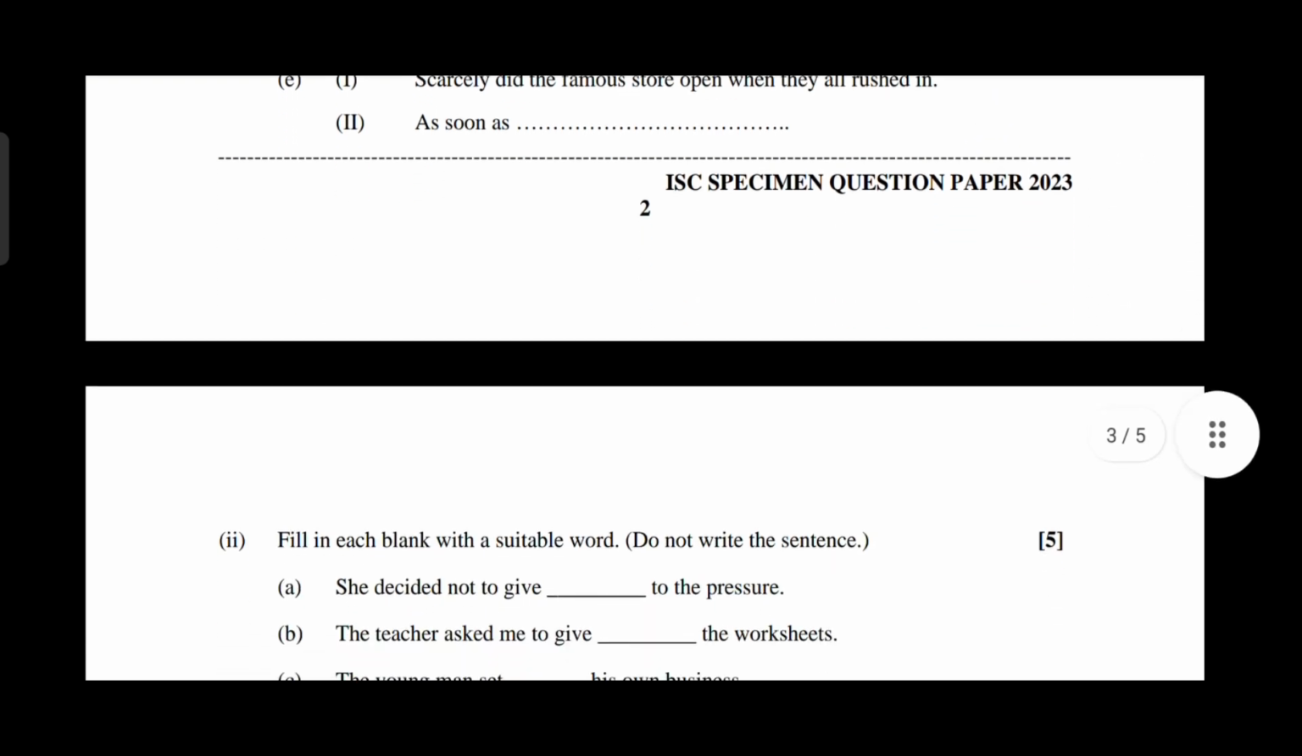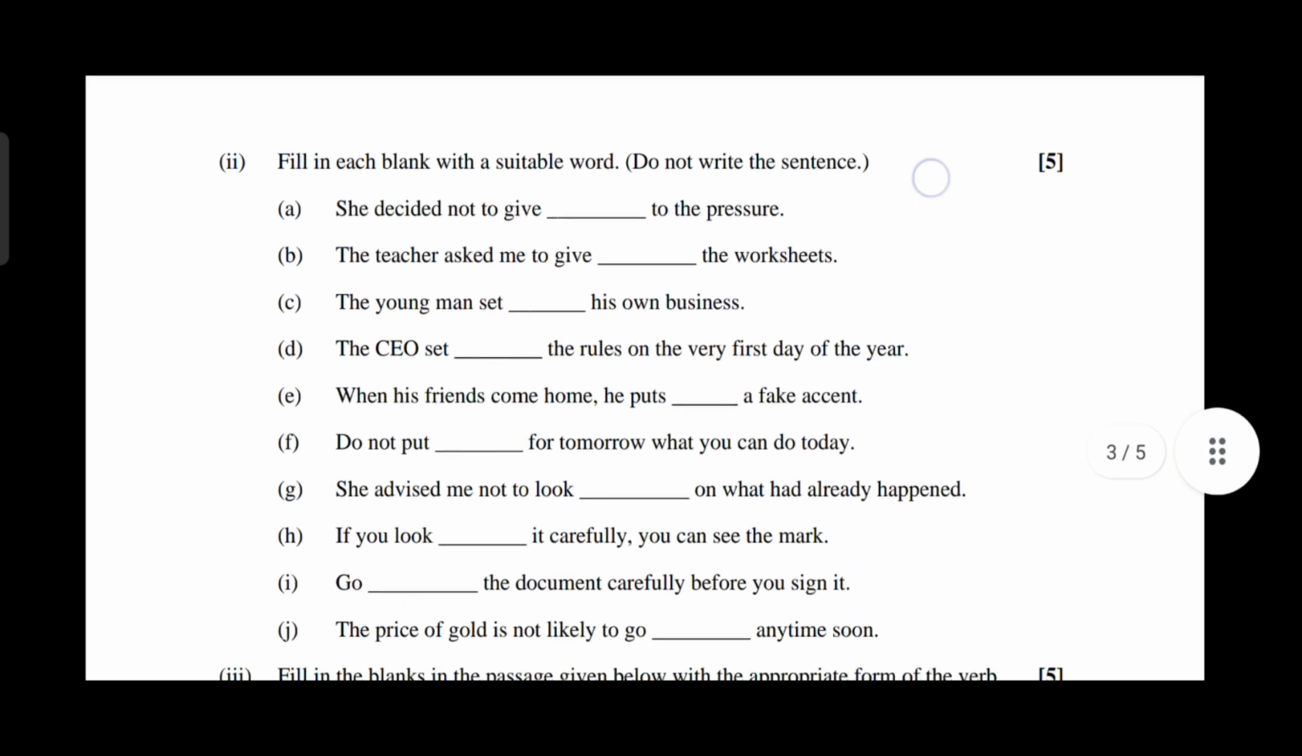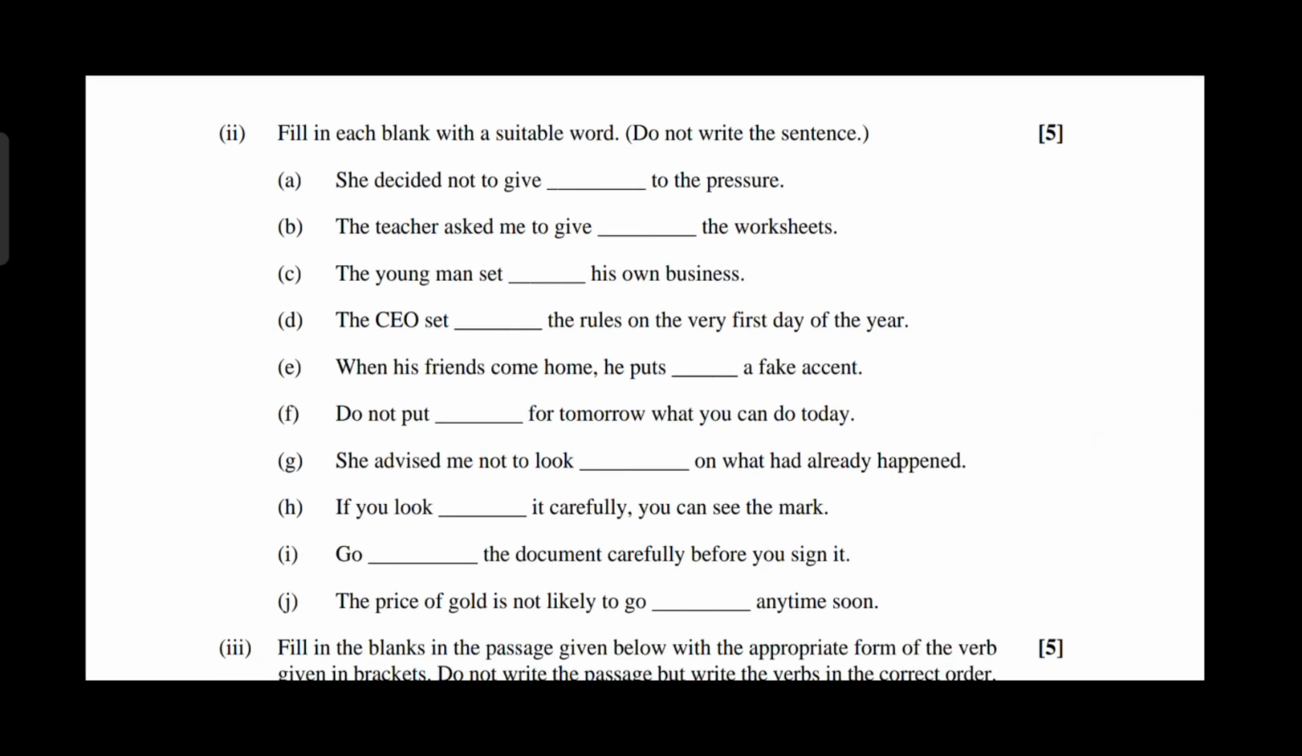Next, fill in each blank with a suitable word, phrasal verbs. Do not write the sentence, just write down the answers. 5 marks. 10 questions, half marks for each correct answer. She decided not to give dash to the pressure. She decided not to give in to the pressure. What is the meaning of to give in to pressure? Do what someone is trying to force you to do. And she decided not to give in to the pressure.